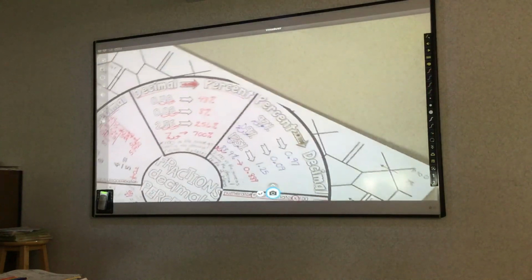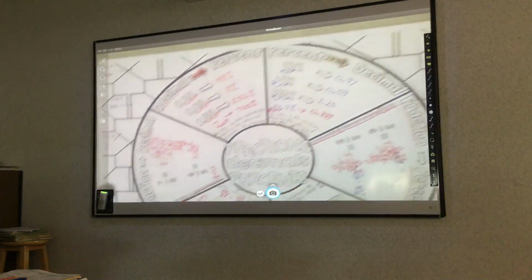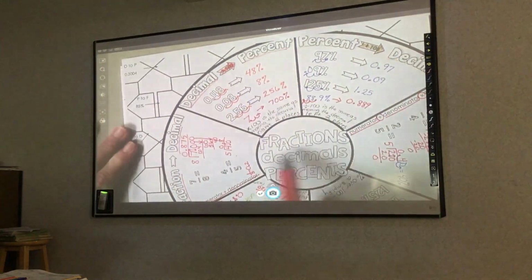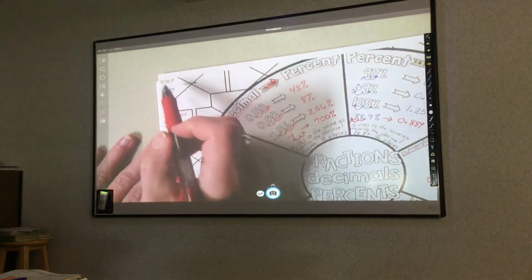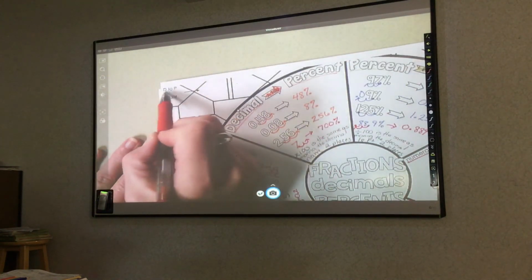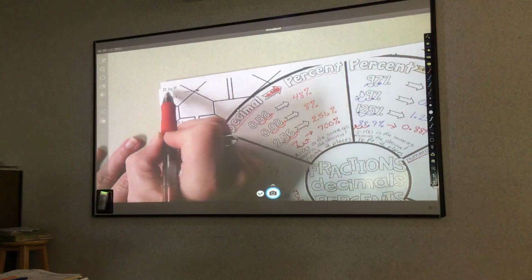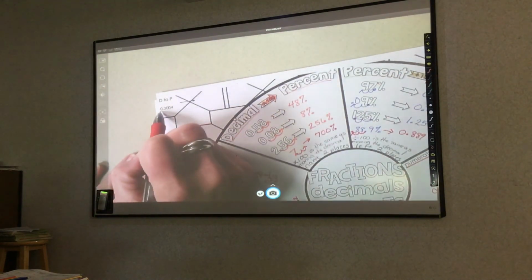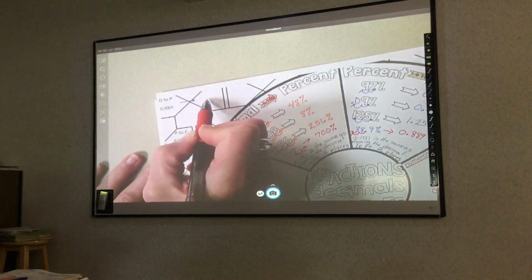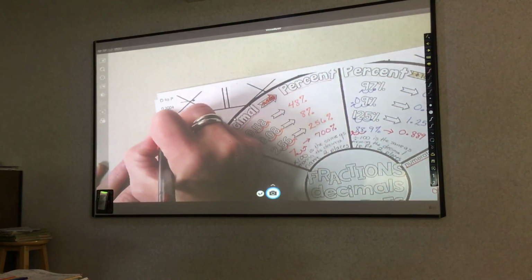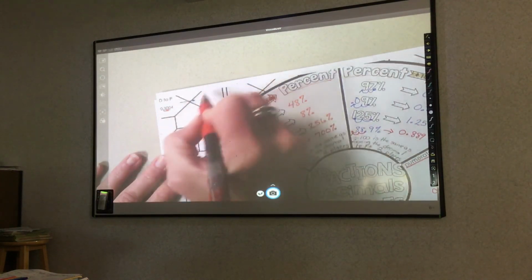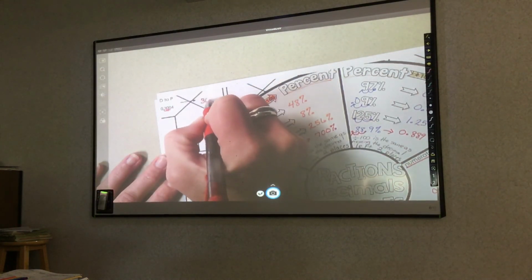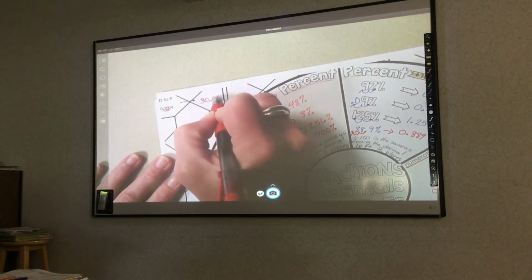To get some practice, if I go back to my original where it says fractions, decimals, percents. If I look in the top left-hand corner, it says D to P. That's saying a decimal to a percent. So I'm taking this decimal, and I need to make it into a percent over here. I'm going to show my work, moving my decimal 2 places to the right. And then I'm gonna rewrite it.